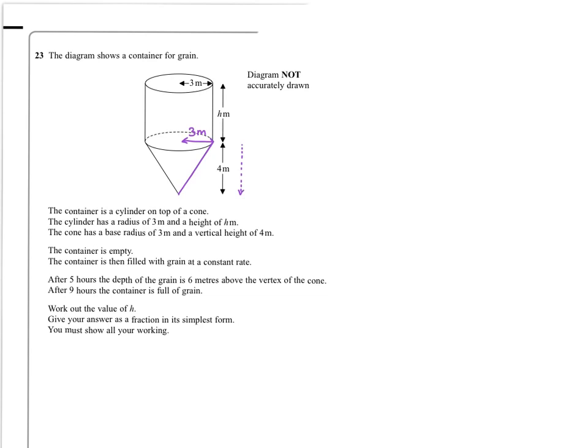The container is empty. The container is then filled with grain at a constant rate. I think this has to be the key to the entire question, constant rate. After 5 hours, the depth of the grain is 6 meters above the vertex of the cone. After 9 hours, the container is full of grain. Work out the value of h. Right, so let's really try and split this problem down because it's even worrying me a little bit.